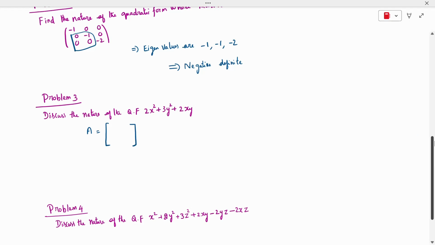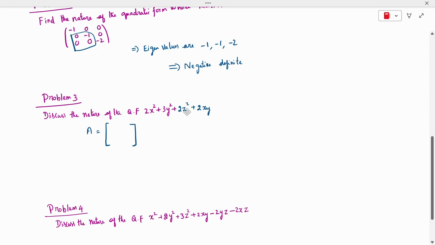I will change the question. Question is 2z square plus 2xy. Okay, I change the question now. 2x square plus 2y.